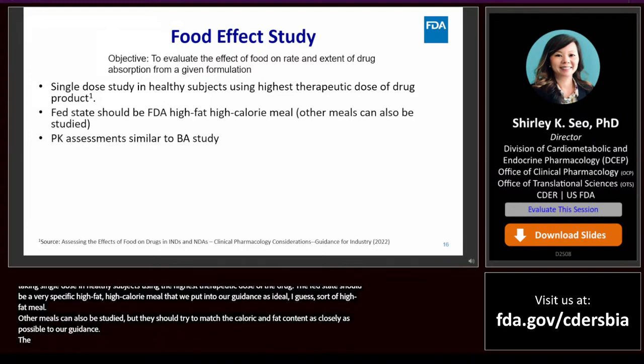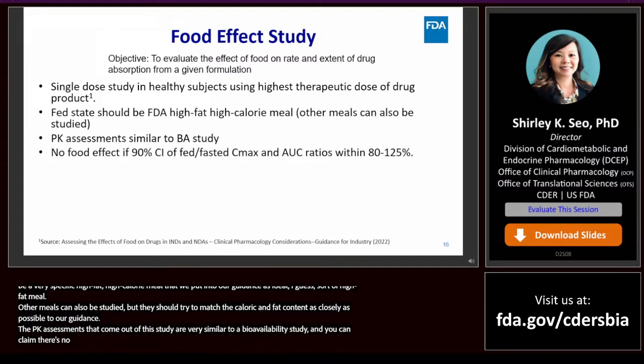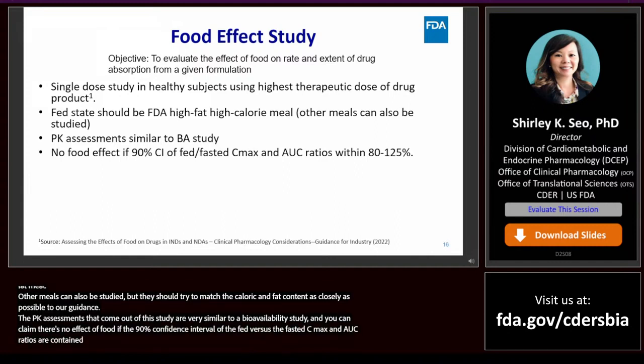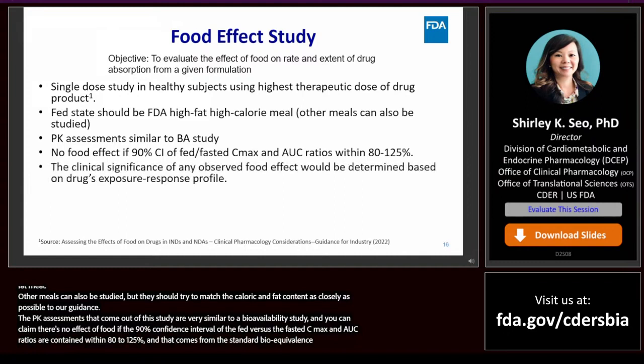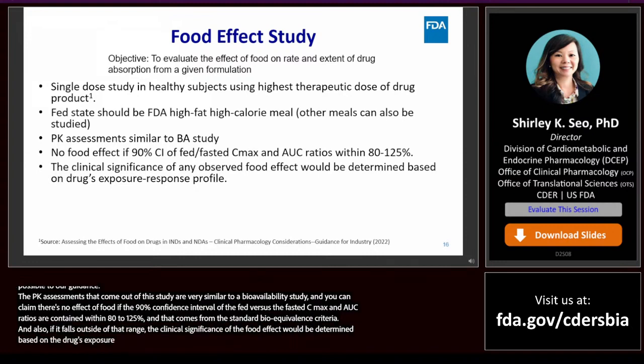The PK assessments that come out of this study are very similar to a bioavailability study. And you can claim there's no food effect if the 90% confidence interval of the fed versus the fasted Cmax and AUC ratios are contained within 80 to 125%. And that comes from the standard bioequivalence criteria. Also, if it falls outside of this range, the clinical significance of the food effect would be determined based on the drug's exposure response profile.